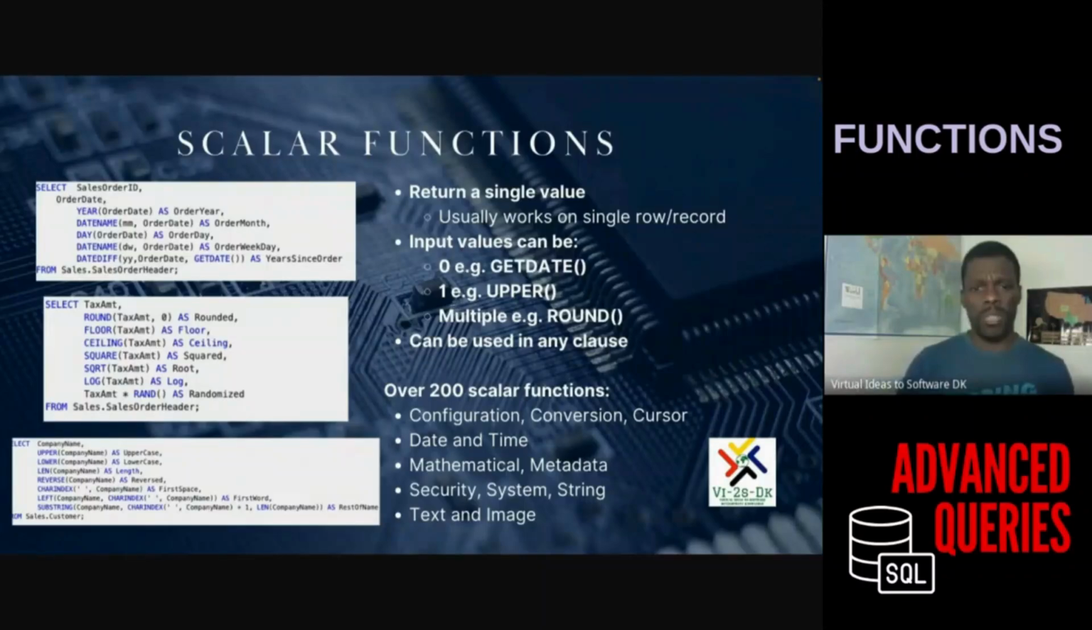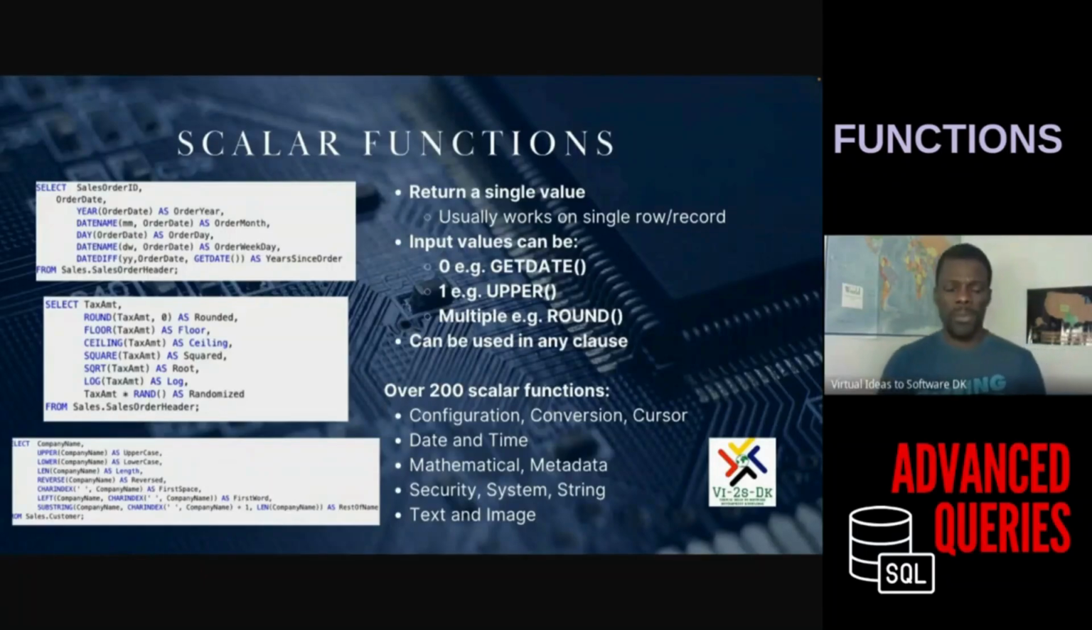If you have one input value, there's an example of using upper. The upper function is going to take a text or a string or a single letter and return the uppercase of that letter. Likewise, lower is going to give you lowercase, depending on what you're trying to achieve. Also, in some cases, you might take in multiple values. For instance, the round function is going to take in a particular value, be it a decimal, and round it to a number of decimal places.